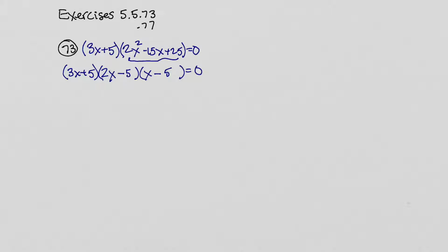And now we've got three factors multiplying together to give us 0. So we can read off the solution. We'll get x equals negative 5 over 3 from the first factor, right? Change the sign and divide. From this factor, we'll get positive 5 over 2. And then from our last factor, change the sign and divide by 1. We'll get positive 5 over 1, or just positive 5. There's our three solutions to this equation.